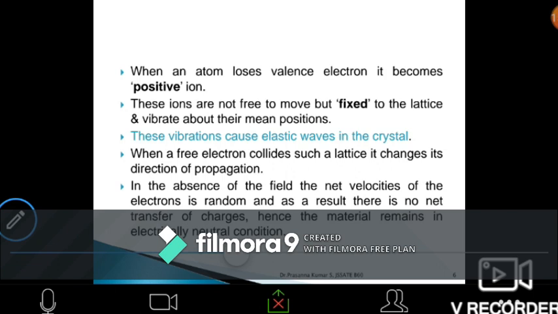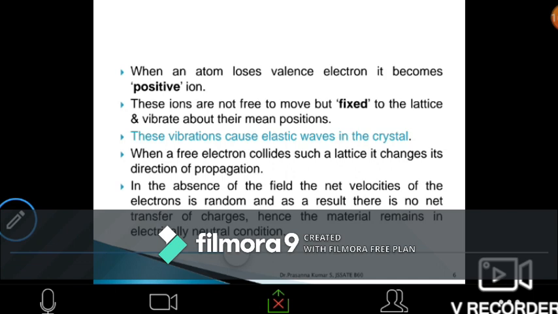So now this is the situation of an electron in the absence of field. Therefore, since the electron is getting n number of scatterings, reflections, when you look at its velocities, the average net velocity of the electron will be zero. Hence, in the overall system of atoms here, there is no conductivity. In the absence of the field, the net velocity of the electrons is random, and as a result, there is no net transfer of charges. Hence, the material remains in the electrically neutral condition.